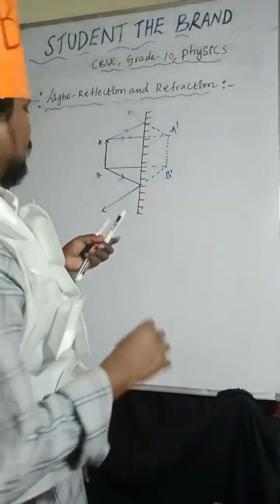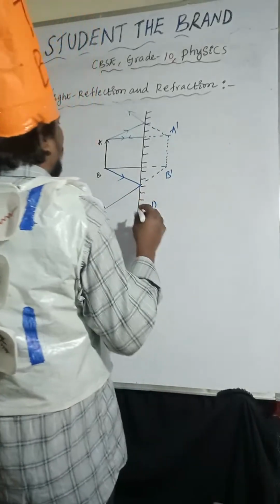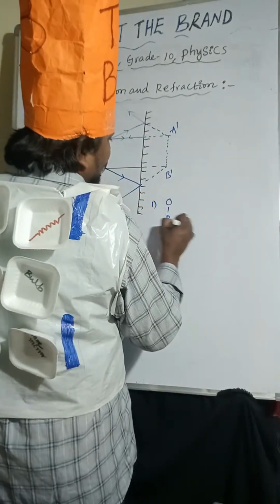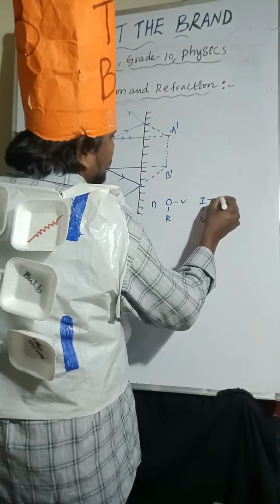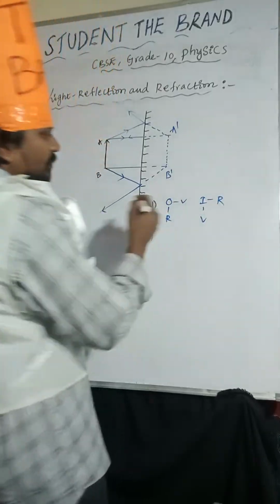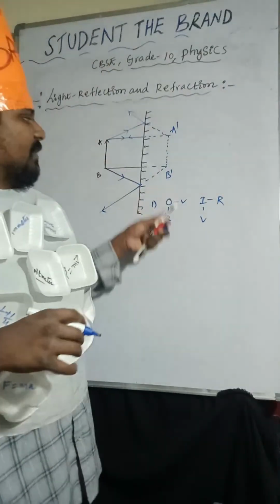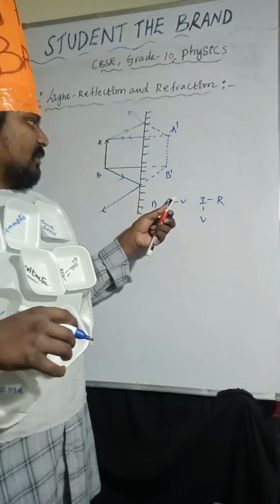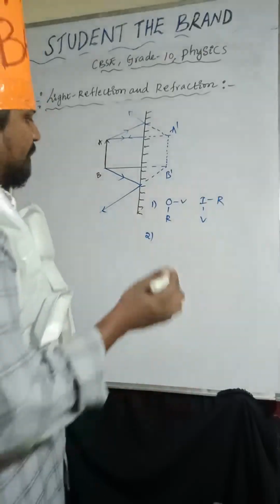So the first point, point number 1: object is real, image is virtual. Object is virtual, image is real. Point number 1 is, if the object is real, the image is virtual; if the object is virtual, the image is real.